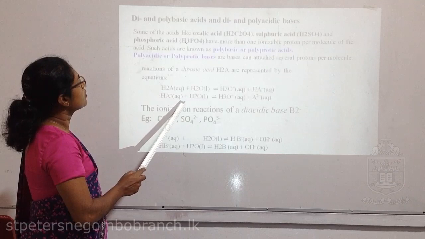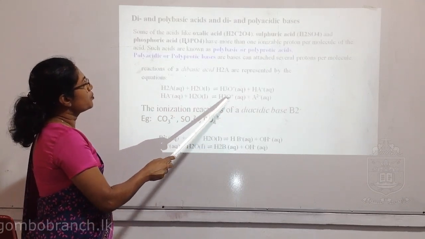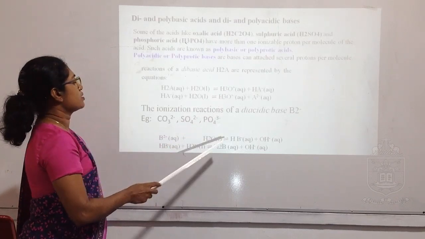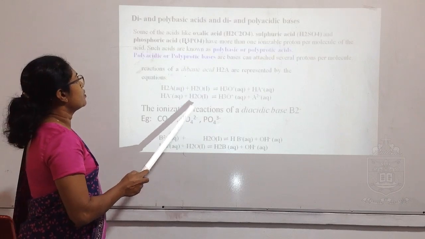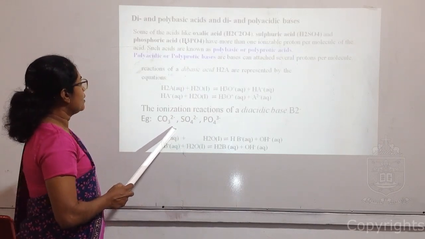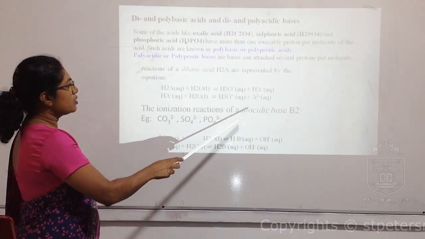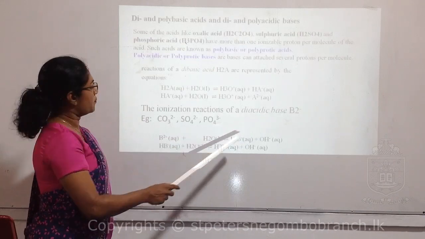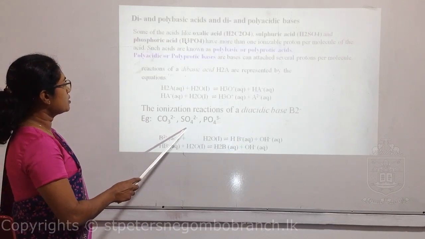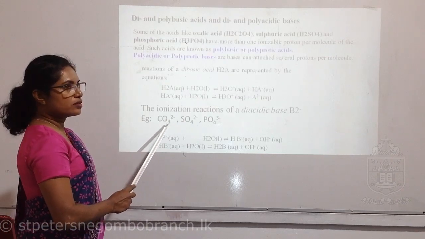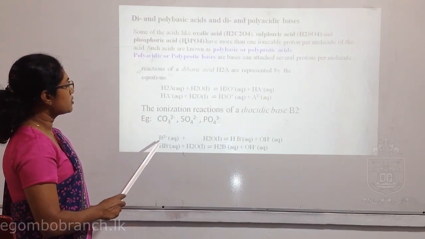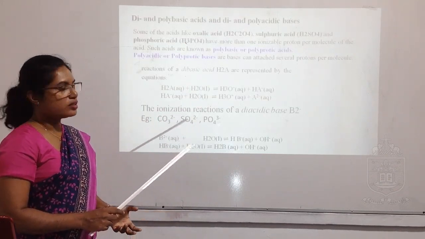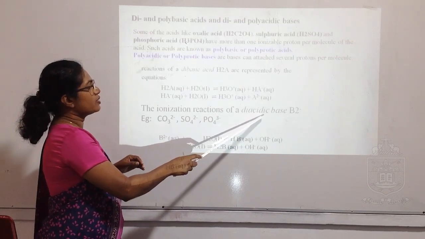and it dissociates like this. It can give 2 H plus ions. That's why we call it a dibasic acid. And here, diacidic base: you can see here carbonate, sulfate and phosphate can accept more than 1 H plus ion, so we call it a diacidic base.